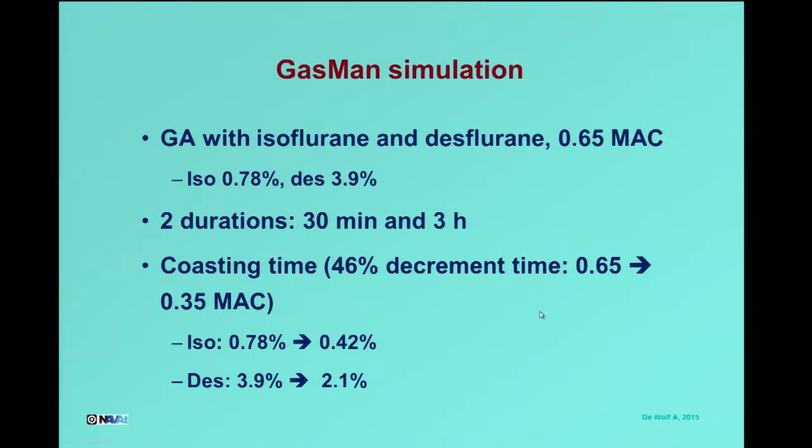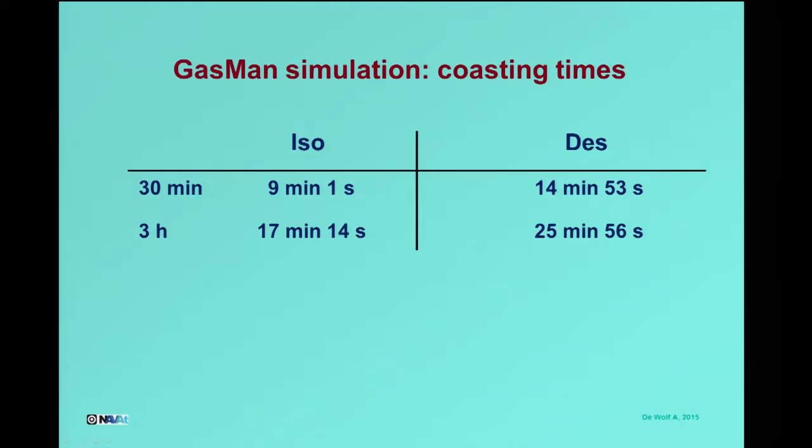So I looked for the 46% decrement time, which means 0.65 to 0.35 MAC, as classically described by Low and Ernst. That means that my target concentration was 0.42% for iso, and for des it was 2.1%. And I found that the coasting times were indeed what we thought they would be.